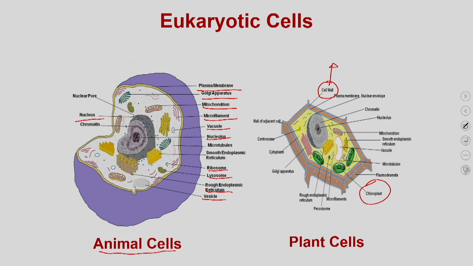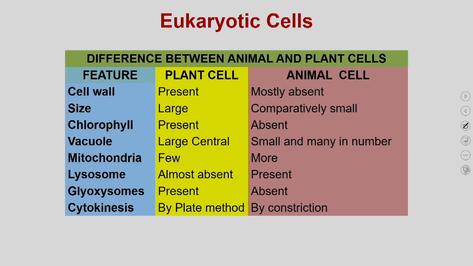Apart from that, the plant cell also contains the chloroplast, which is completely absent in the animal cell. And apart from this, there are some striking differences between the animal and the plant cell. Let us see what these differences are. One of the major differences is the cell wall. The cell wall is present in the plant cell, whereas it is absent in the animal cell, except for a few exceptions where the animal cell also contains a cell wall.